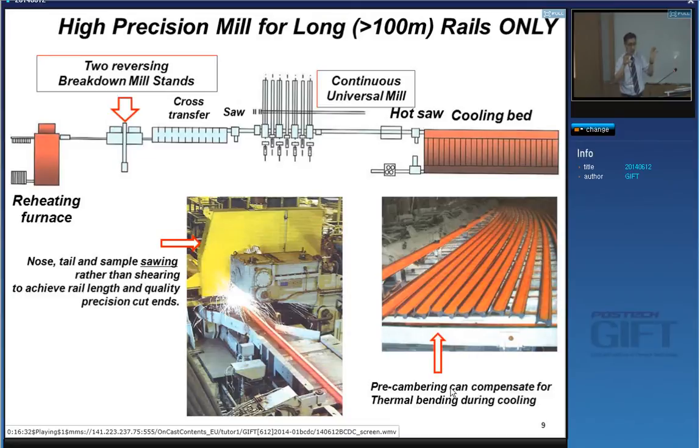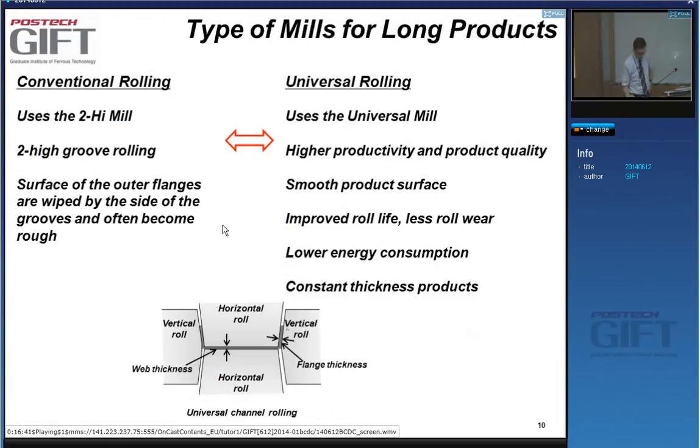Okay, so what is a universal rolling mill? So in conventional rolling of long products, to keep things simple, you basically go through two-high mills. You just roll this way.